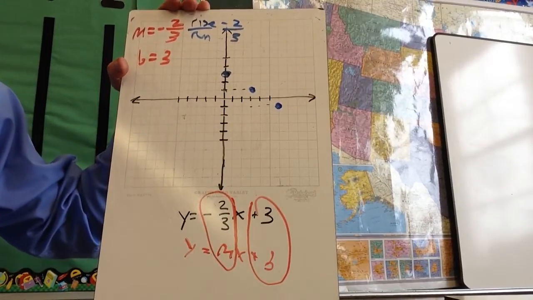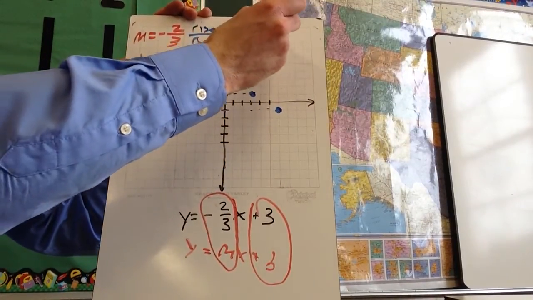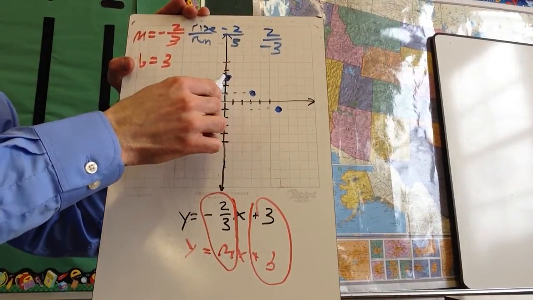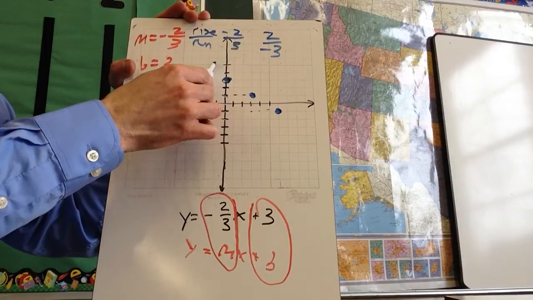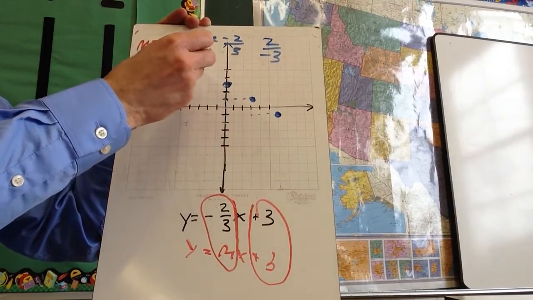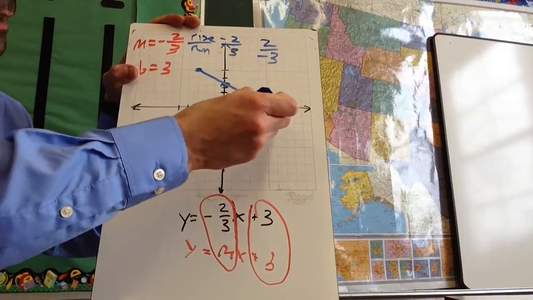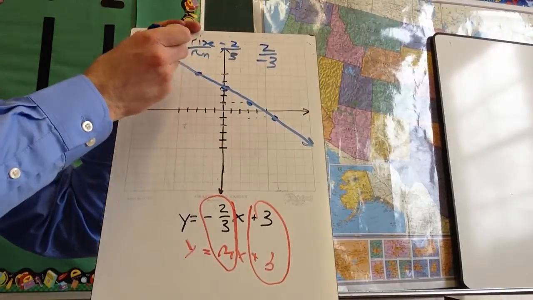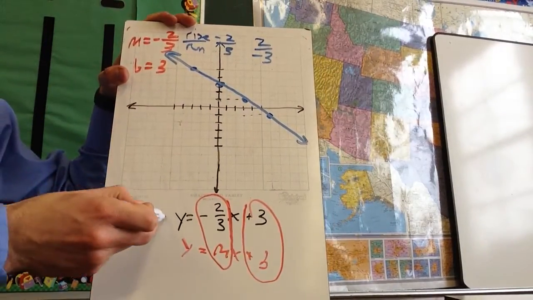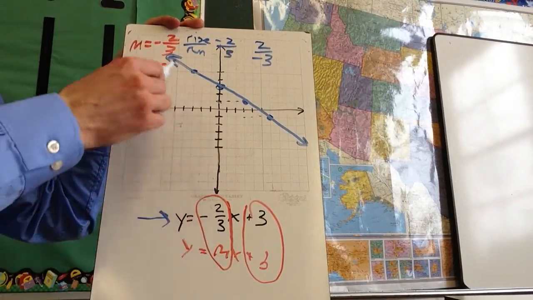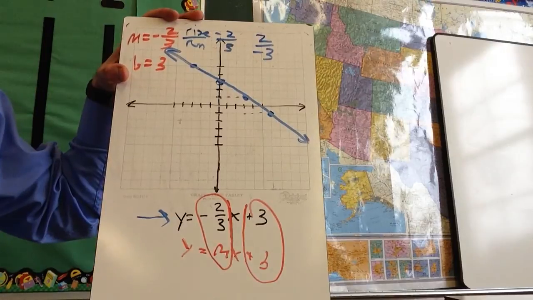I also want you to see that the other thing I could have done is gone to negative 3, which means I would rise 2, but then I would run negative 3, that would put me here, which would also be part of this line. So now you can see I have a bunch of dots that I can connect, and so this is my line for this equation. y equals negative 2/3 x plus 3, that would be the graph of the equation.